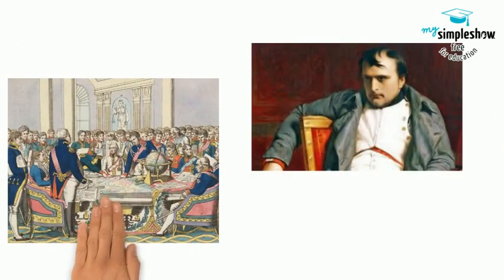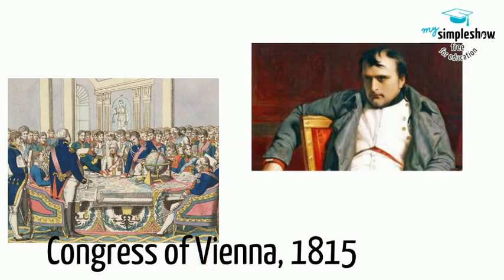After the fall of Napoleon at Waterloo, the old order conservative monarchs of Europe scrambled to reestablish their control. They met in Vienna for 10 months at an event that's been called the Congress of Vienna.